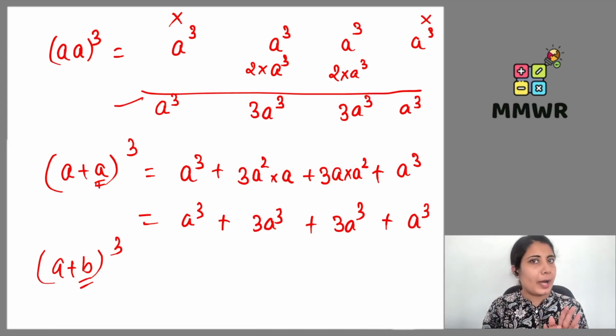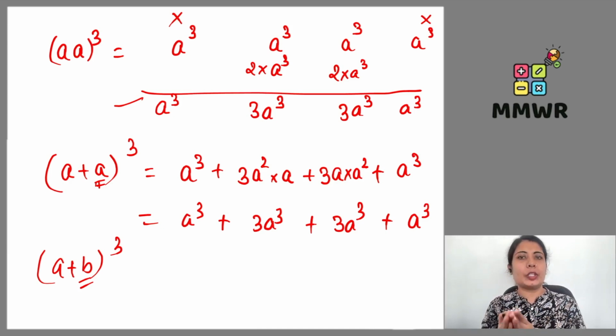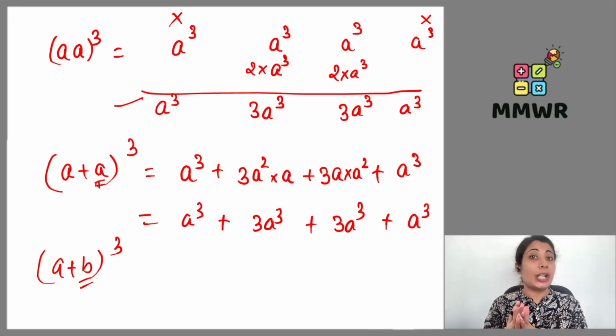I hope you are easily able to relate how with this formula we got a cube plus 3a cube plus 3a cube plus a cube. But we don't have to add all of them, because everywhere we have a specific column that needs to be mentioned.